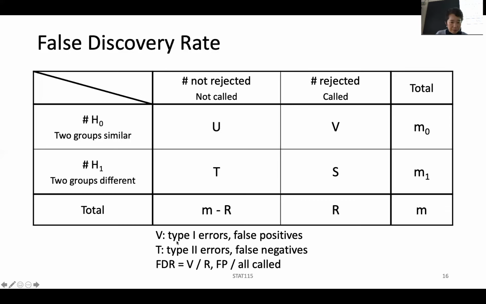As we mentioned, the false positives are what we call type 1 errors in statistics, and T, the false negatives, are the type 2 errors. False discovery rate is V divided by R. R is basically all the things we called. So we are asking, out of all the calls we make, how many, or what percentage, are false positives? That's the false discovery rate.